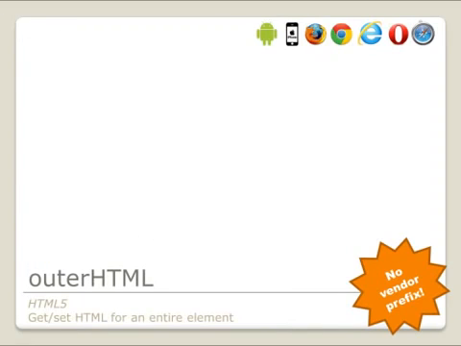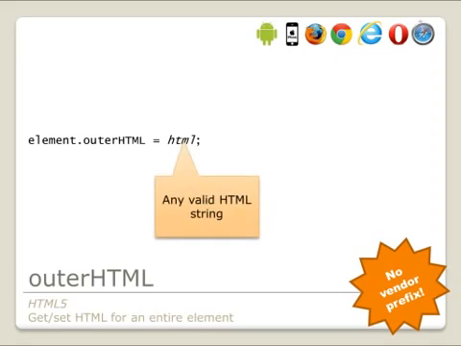Another way of manipulating HTML is by using outer HTML. So a lot of people are familiar with inner HTML but have never heard of outer HTML. This is part of HTML5 and it lets you get or set HTML for an entire element. Once again, very well supported across browsers, and you don't need a vendor prefix to use it. The syntax is very simple, similar to inner HTML. You just set an HTML string into the outer HTML property of an element. And that can be any valid HTML string.